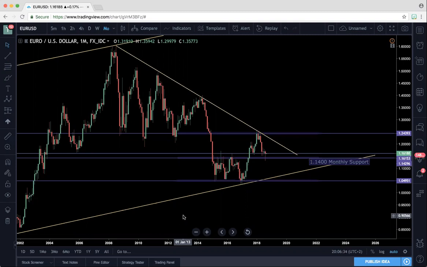All right, so I'm going to take you through what my sentiment is for this particular currency pair, the Euro USD. Okay, shall we get onto it?